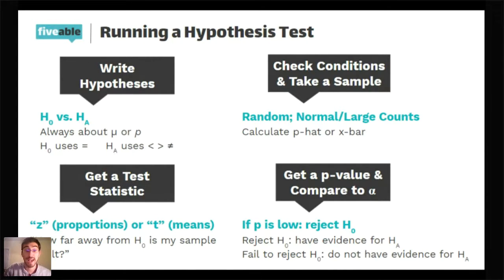Z-test versus t-test, absolutely. The very short 30-second answer is, if you're doing a test for proportions, it's a z-test. If you're doing a test for means, you're doing a t-test, at least in terms of AP Statistics. We can run a z-test for means, but that's only if I know what the population standard deviation is.